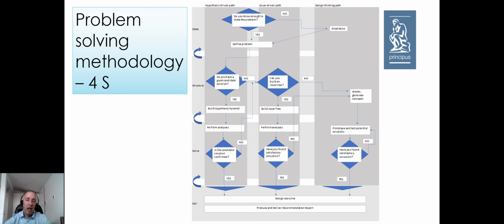The 4S method is iterative and not rigidly sequential. Sometimes you need to jump back and redo some steps in order to get the best final solution.